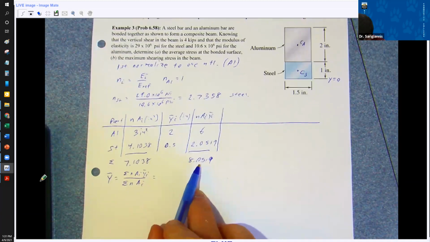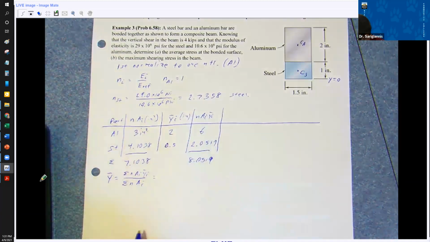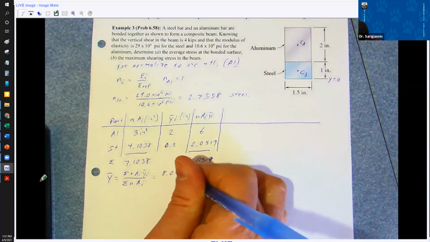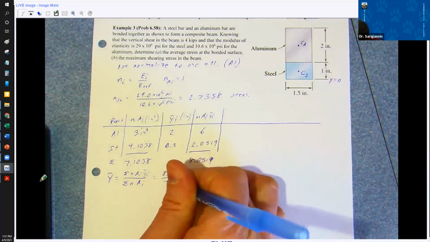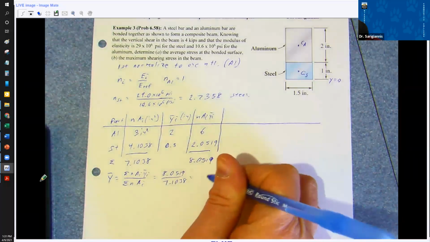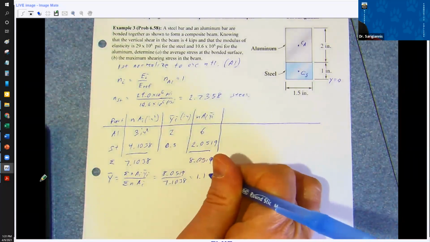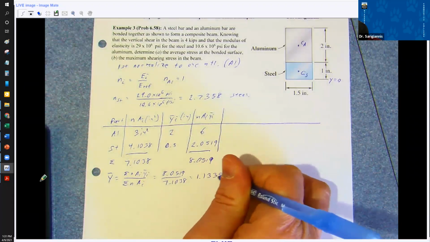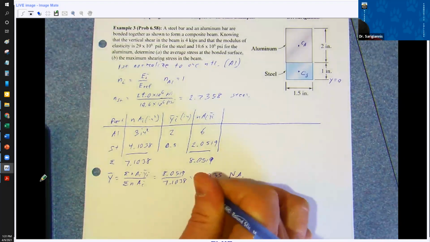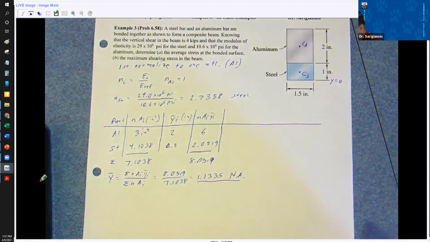It's just the sum of the n A_i Y_i, in this case times n, divided by the sum of the areas for composite beams, right? 8.0519 divided by 7.1038. And this gives you 1.1335. This is your neutral axis. That's the location of your neutral axis.